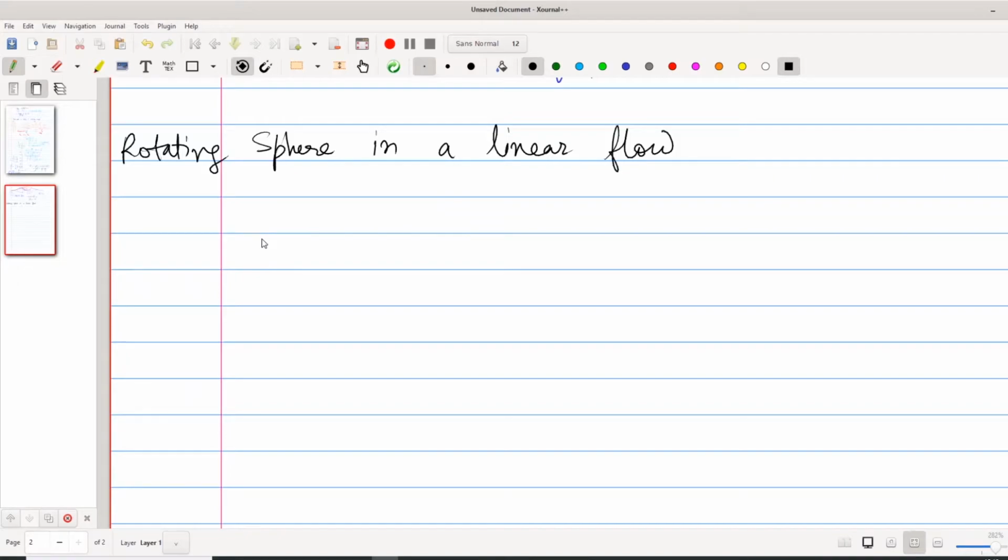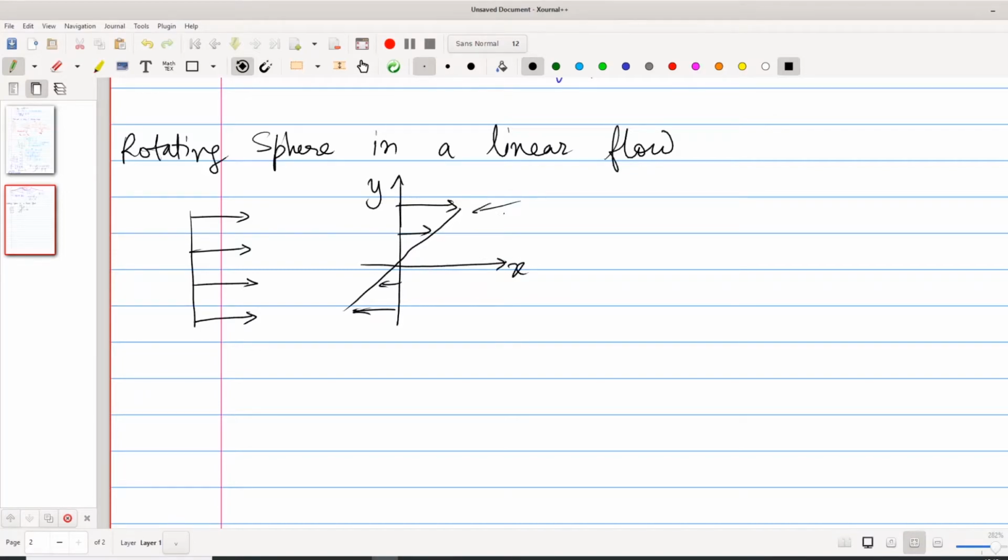So let us see. So first of all, we have seen earlier that this is a uniform flow. This is a uniform. So a linear flow is something which depends on the local coordinate. So it can be something like this. So if this is the x coordinate and this is the y coordinate, such a kind of flow is given as u comma v is equal to some gamma y comma 0. So as y increases, the u velocity increases. So this is what we have shown in this schematic. And as y becomes negative, the u velocity becomes negative. So this is a kind of a shear flow.